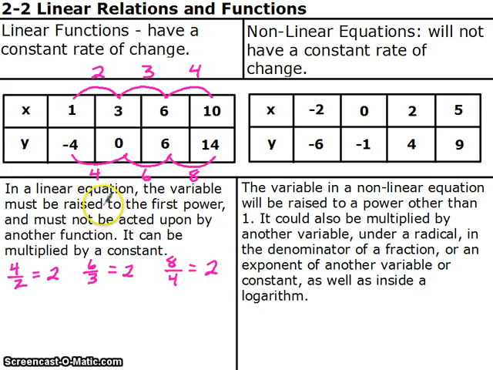Okay, sometimes they give you an equation. So what are you looking for in an equation? Okay, in a linear equation, the variable must be raised to the first power. Okay, and usually we don't even write the first power. So it's got to be just an x by itself. Okay, and it must not be acted upon by any other function. So you can't have a square root around the x. You can't have an exponent around the x. No other function. The only thing that you can do to it is multiply it by a constant.